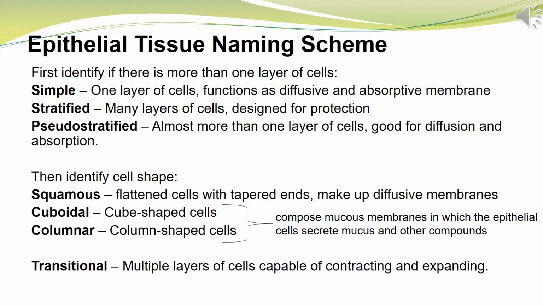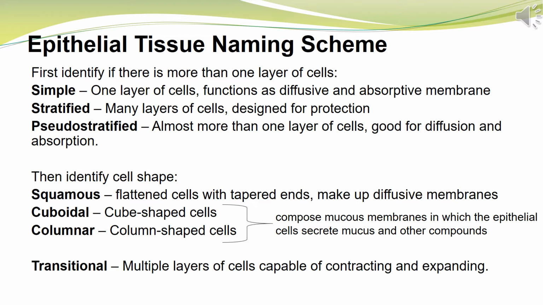If there are many layers of epithelial cells, we apply the word stratified, and usually these sorts of epithelial tissue are designed for protection. And then we use the word pseudostratified, which literally means not stratified or falsely stratified, when we have what almost looks like more than 1 layer of cells, or where it's a close call between 1 and 2 layers of cells, I suppose. And these sorts of epithelial tissues are good for diffusion and absorption.